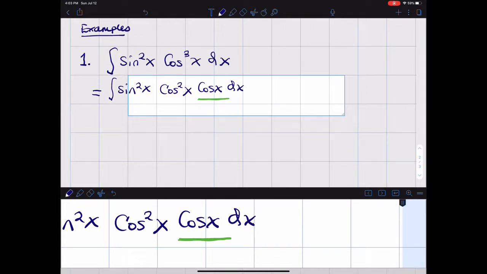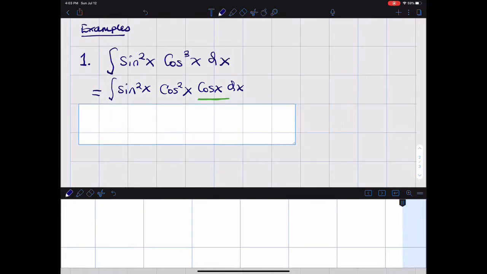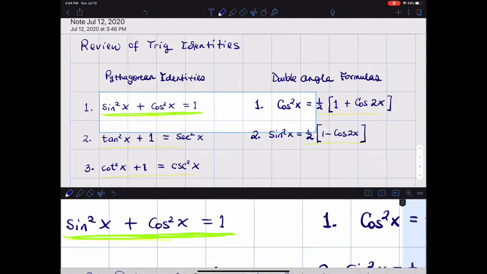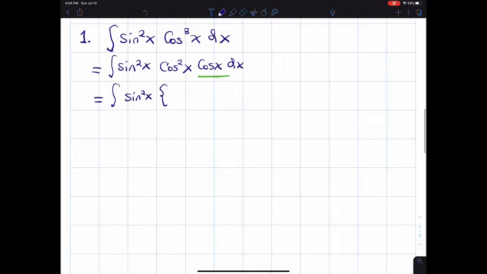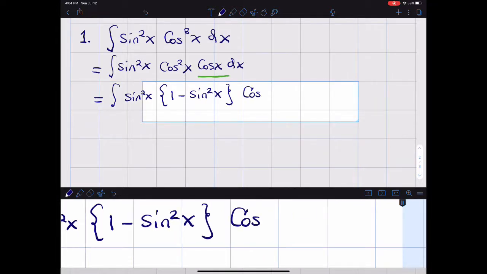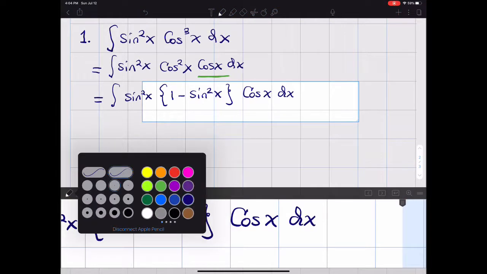So what we do now is we rewrite the remaining terms in terms of sine x. The first term is already in terms of sine x, so we have sine squared x. And then cosine squared x, if you remember, sine squared x plus cosine squared x is equal to 1. So cosine squared x can be written as 1 minus sine squared x. And we still save this cosine x here, dx. Save it. Don't do anything to it.